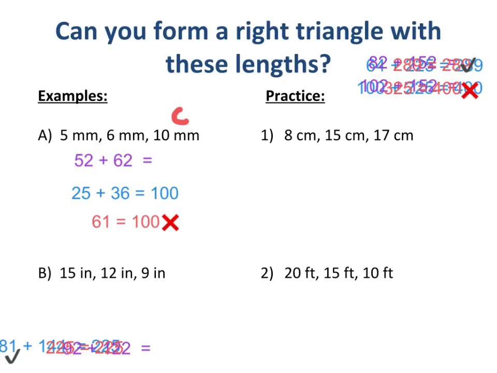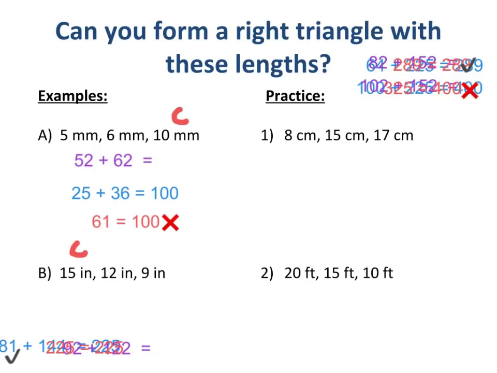Let's look at example B. In example B, I've got 15, 12, and 9. Again, I have to identify which one is c. That's going to be the longest side. It didn't come at the end here, but it is the longest side, so I know that c is my hypotenuse. It's not the third number, it's whichever number is the biggest or the longest.